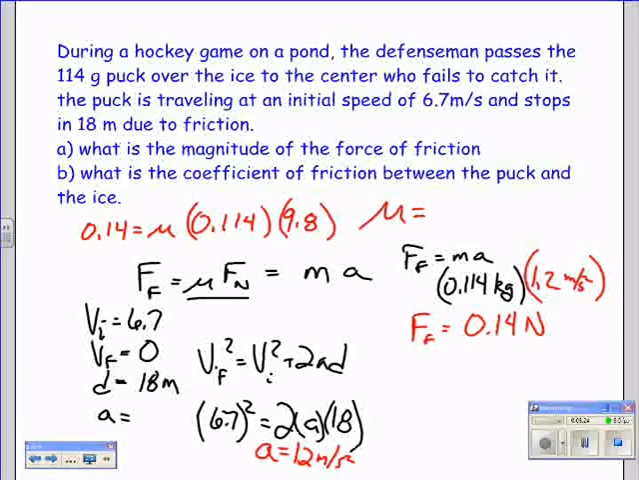Now, before you even punch the numbers through, are you going to get a big number or a small number? Should be a very small number. Small coefficients mean slippery surfaces, not very much friction. Bigger numbers, stickier, more friction. So what do you come up with for the coefficient? 0.13? Anybody else? Good? So 0.13.